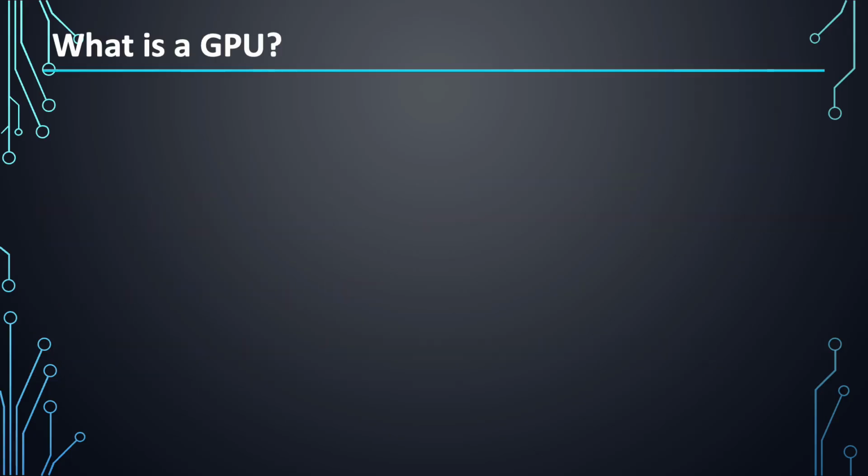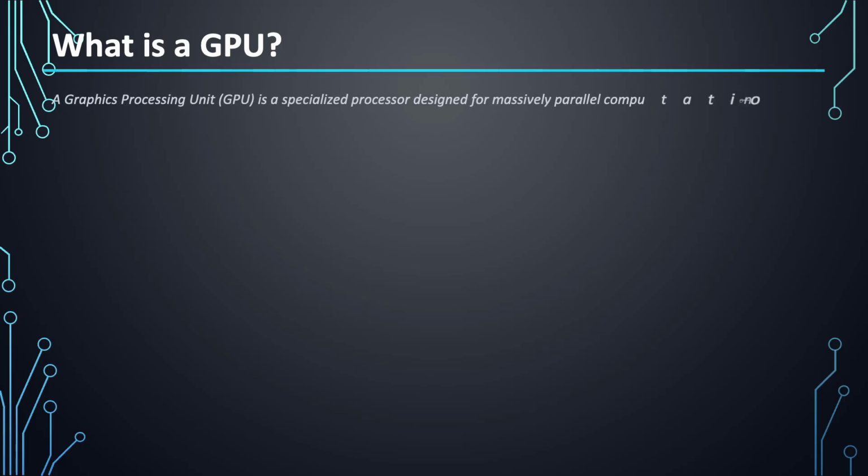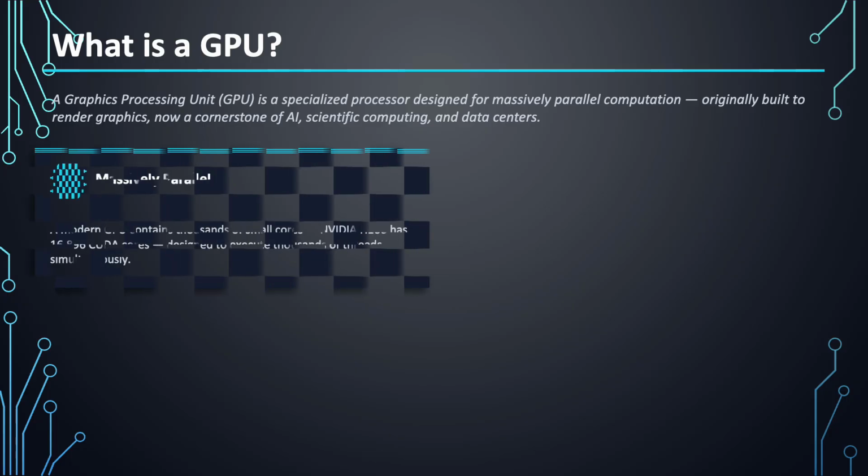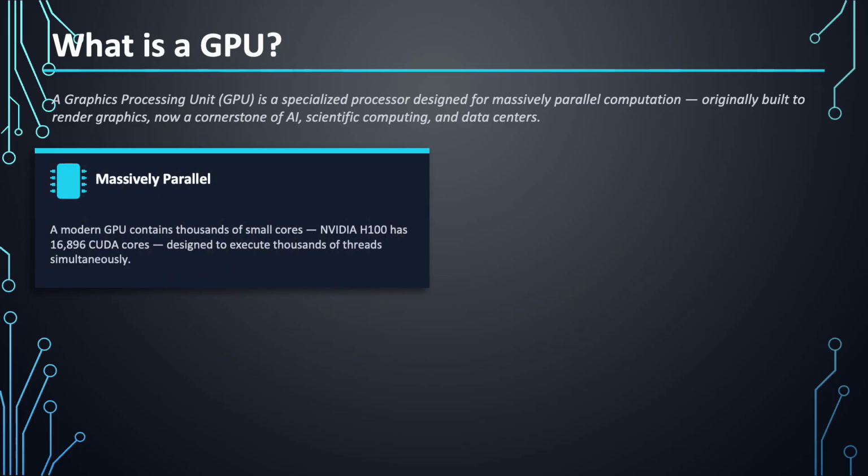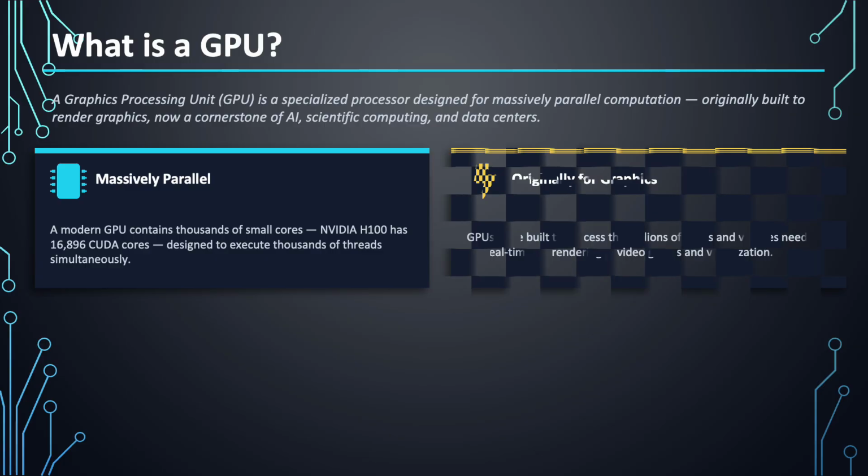What is a GPU? A GPU is a specialized processor designed for massively parallel computation. Though originally it was built to render graphics, it is now a cornerstone of AI, scientific computing, and data centers. A modern GPU contains thousands of small cores designed to execute thousands of threads simultaneously.